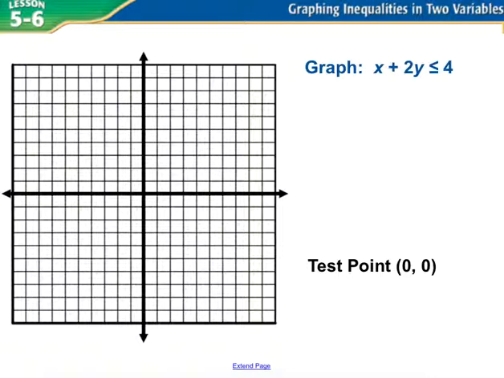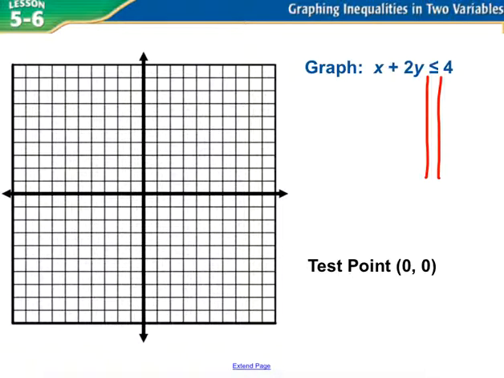2 done. Next one. Find another blank coordinate plane, please. Next graph I want you to write down. X plus 2y is less than or equal to 4. Once again, that's read x plus 2y is less than or equal to 4.